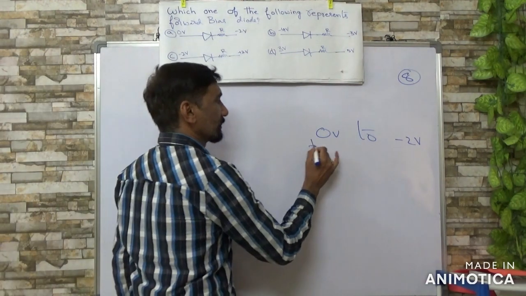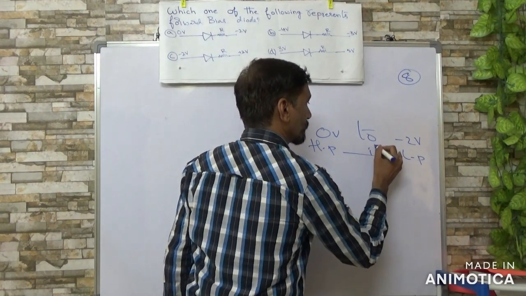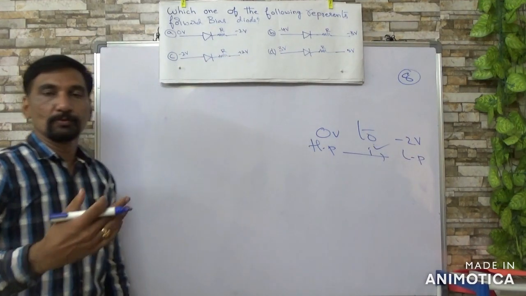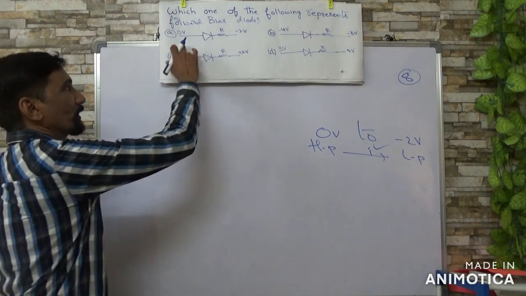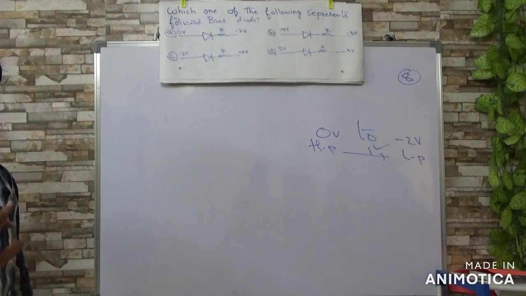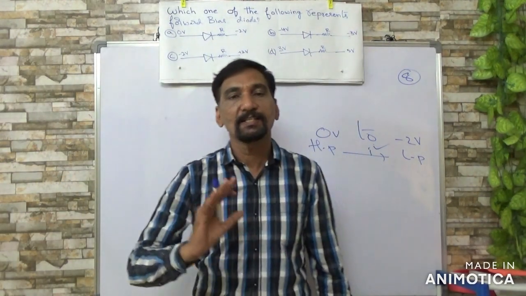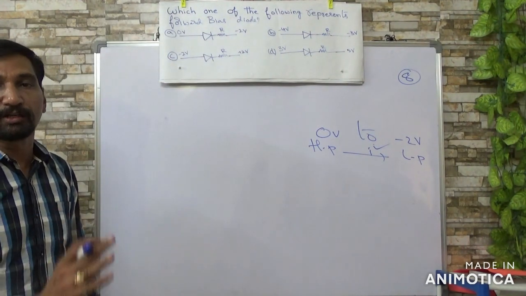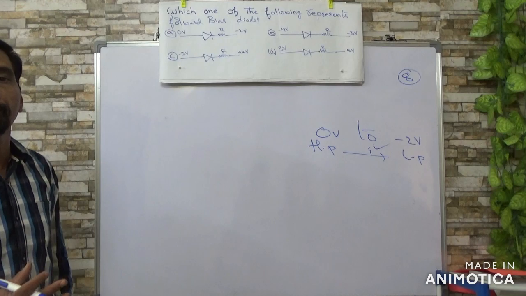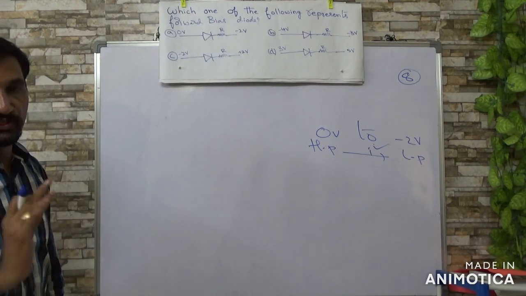This is high potential, this is low potential. So there is a possibility to send current. So that is why you can say it is connected in forward bias. Remember, only when the diode is connected in forward bias, current flows. If it is connected in reverse bias, current does not flow, because in forward bias the diode offers very low resistance.